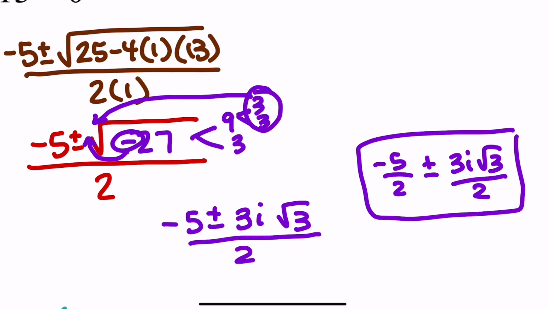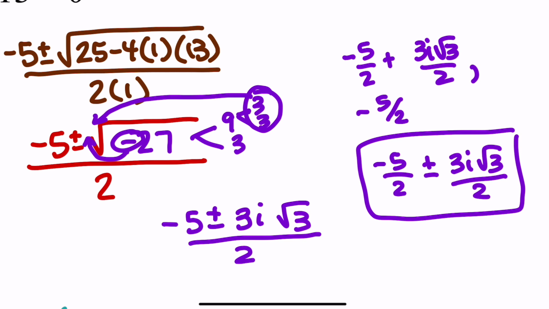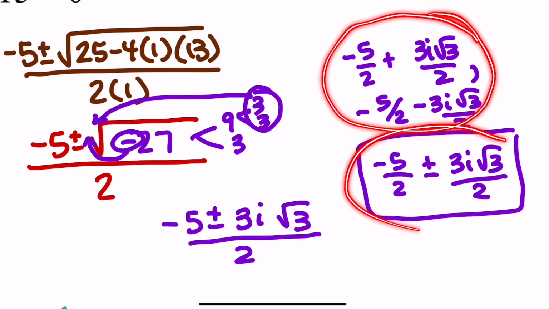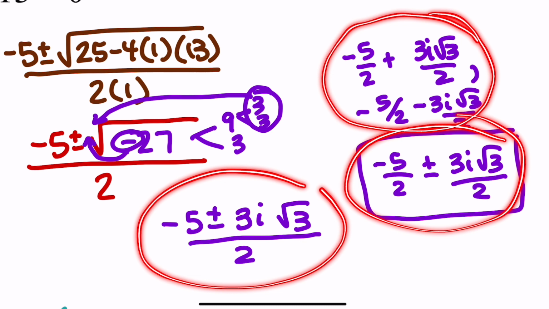There's a few ways I can type it in. I can say negative 5 over 2 plus 3i square root of 3 over 2, and then put a comma and negative 5 over 2 minus 3i square root of 3 over 2. I could type it in this way, or I could type it in this way. All three of those will work out just fine.